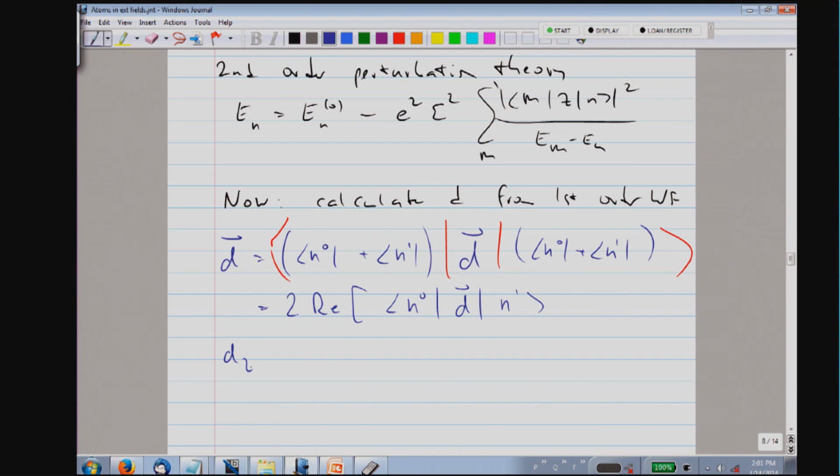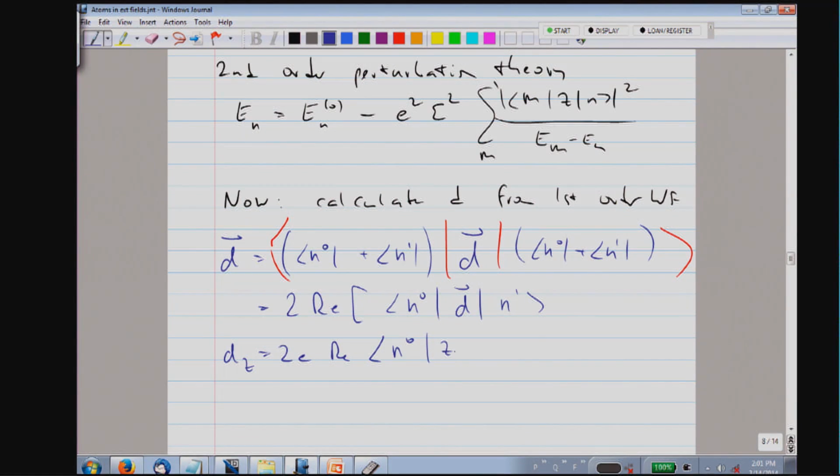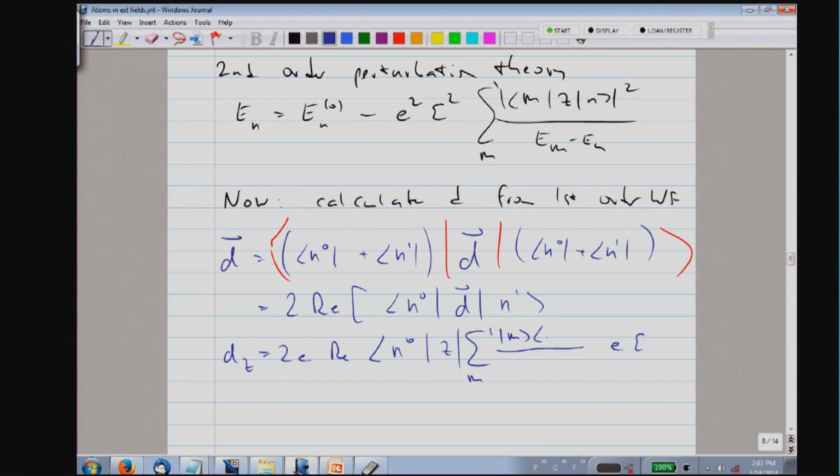So let's just suppress vectorial notation. We know everything is along the z-axis. So we have the zeroth order wave function. Our operator is z. And now we have to write down the first order correction to the wave function. And the first order correction is a sum over all other states. We make an admixture of the state m, and this admixture uses a matrix element, and here we have the energy denominator.